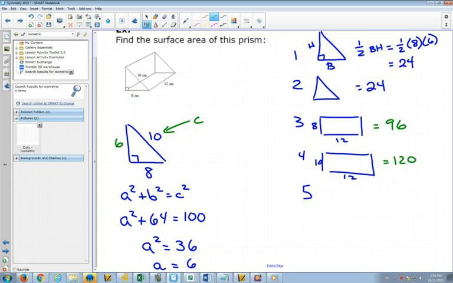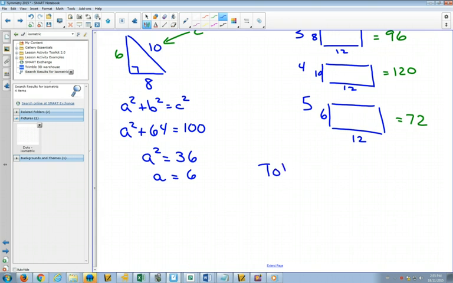And the last rectangle is the one at the back there. It still has a length of 12 because this line right here is 12. But how long was this one? 6. 6 times 12 will give me an area of 72. Now if I add all of those up, 24 plus 24 plus 96 plus 120 plus 72, I'm going to get my total surface area.